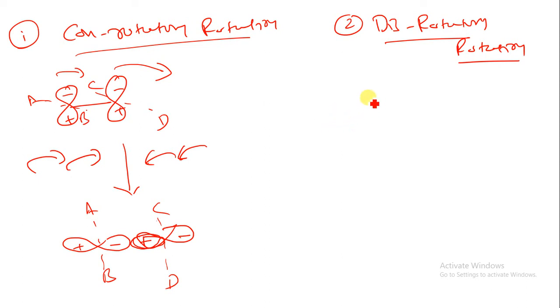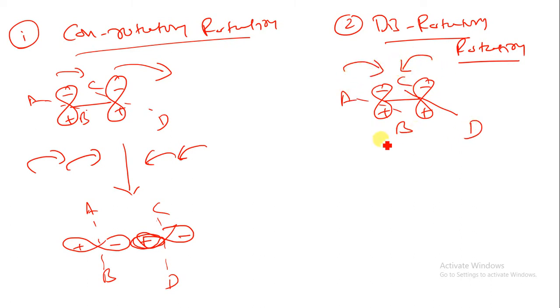Now what is disrotatory rotation? For disrotatory, one will be clockwise and the other will be anticlockwise. Suppose I rotate this in a clockwise direction, this should be anticlockwise. If this is anticlockwise, this should be clockwise. So that is the difference between con and dis. In this, both terminal lobes are rotated in opposite directions: one clockwise, the other anticlockwise.